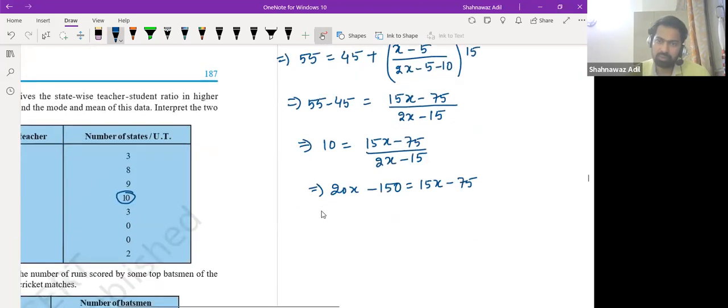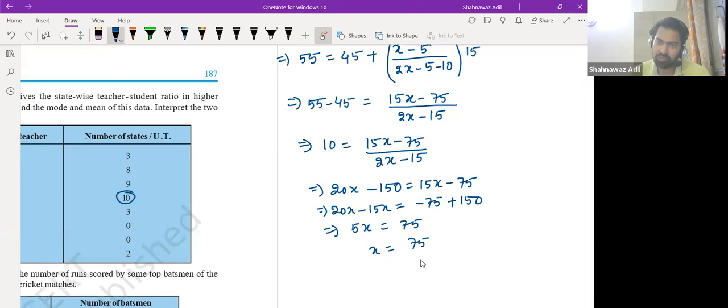So 20x minus 15x, and minus 75 plus 150. So this is 5x and this is 75. So x is how much? 75 by 5, so 15. X is 15. Understood, Rifa? So this is our F1.